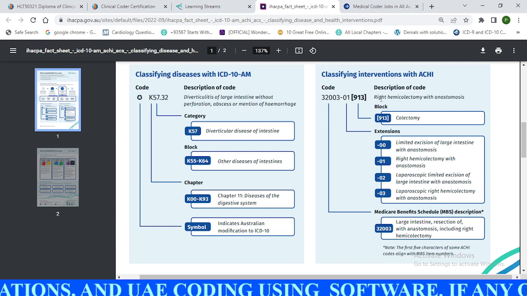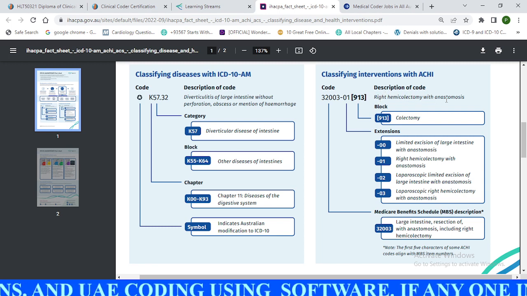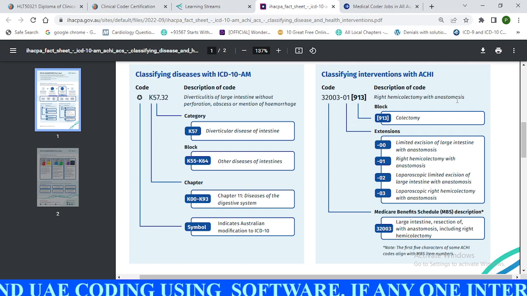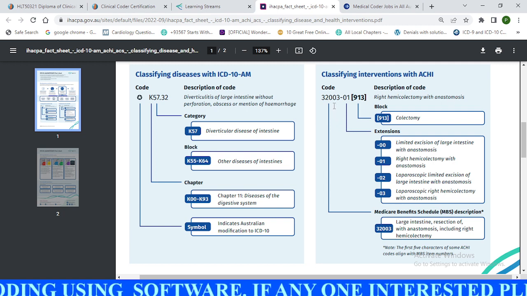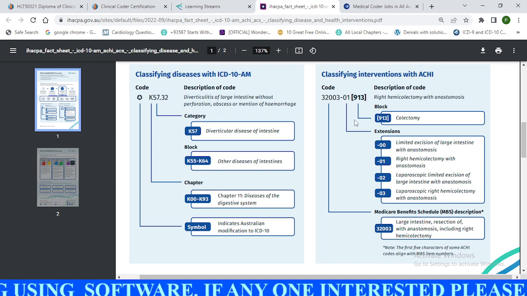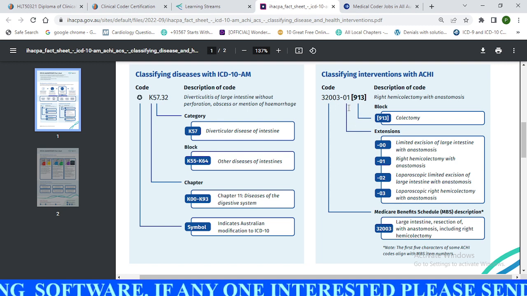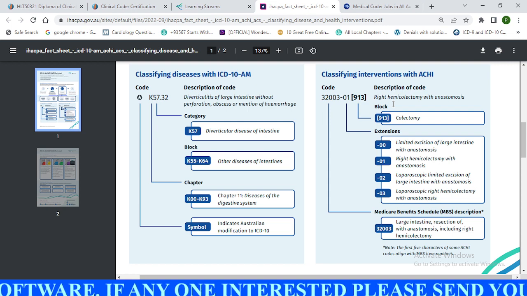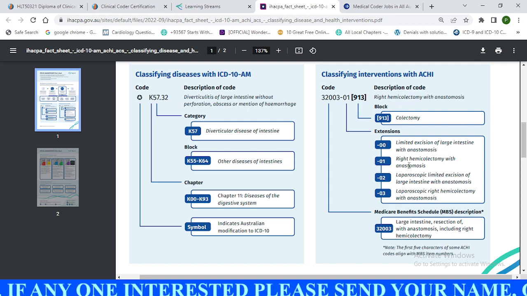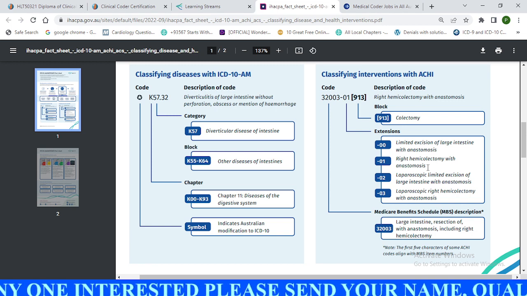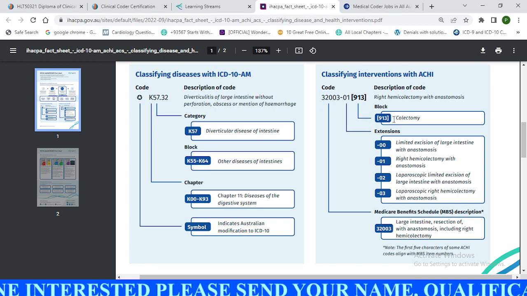So for example, if you want to code right hemicolectomy with anastomosis, first you need to check this block, 32003, and then you need to identify the flavor related to your question, here right hemicolectomy with anastomosis. And 913 is the colectomy block.